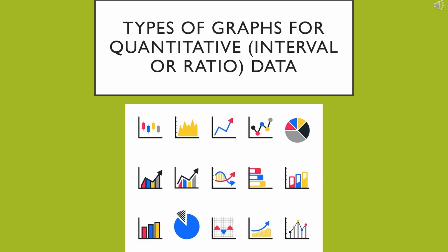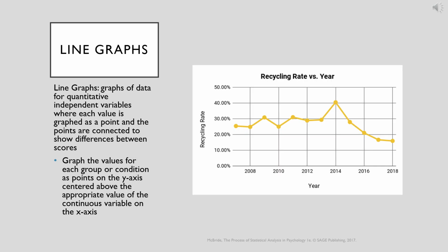So let's talk about the types of graphs that you might want to use for quantitative data. A common type of chart or graph, especially if you have an independent variable that is continuous, like time or age or something like that, you put that on the x-axis. So we have, in this instance, recycling rate versus year. Year is, in this case, interval, because there's no real true 0 point of years. We'll talk about some exceptions to that in a minute.